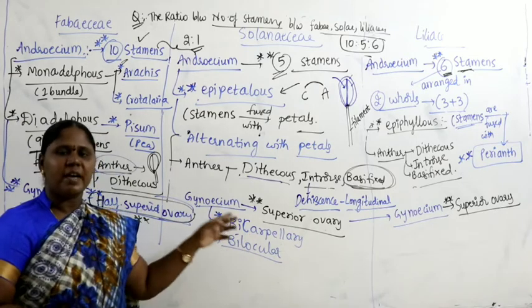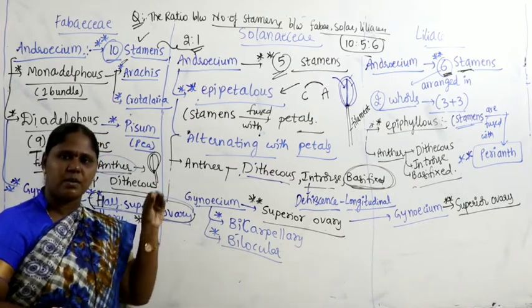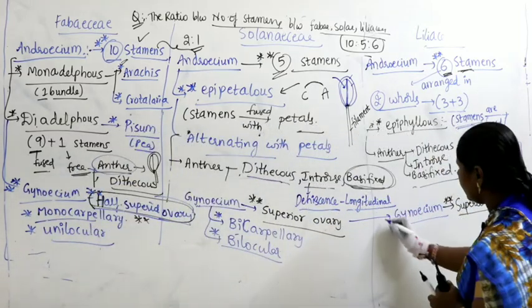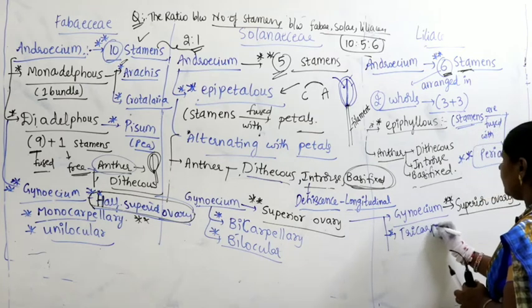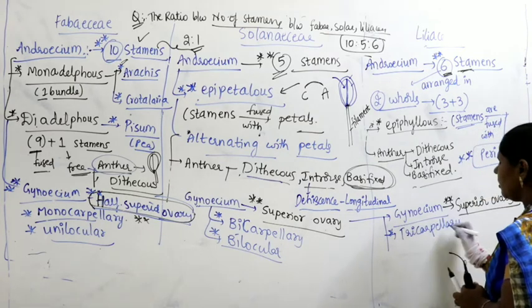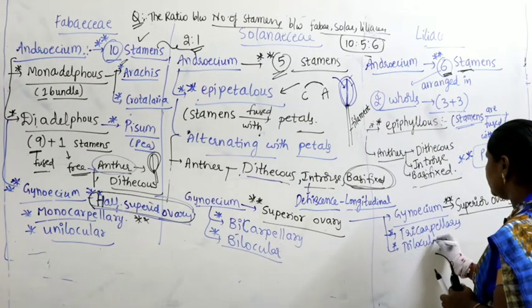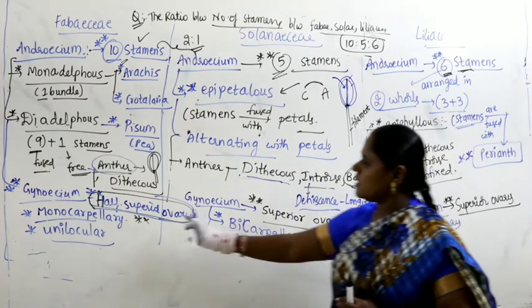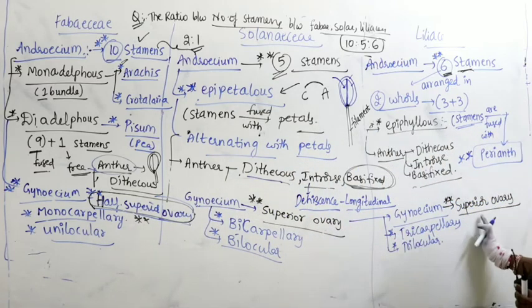Similarly here, bicarpellary means the number of carpels is 2 and bilocular means the number of chambers is 2. Similarly, coming to Liliaceae, we say it is tricarpellary, meaning the number of carpels is 3, and it has a trilocular condition. See very clearly, when you are preparing, you have to see the differences carefully. Fabaceae has a half superior ovary, Solanaceae has a superior ovary and Liliaceae is also a superior ovary.